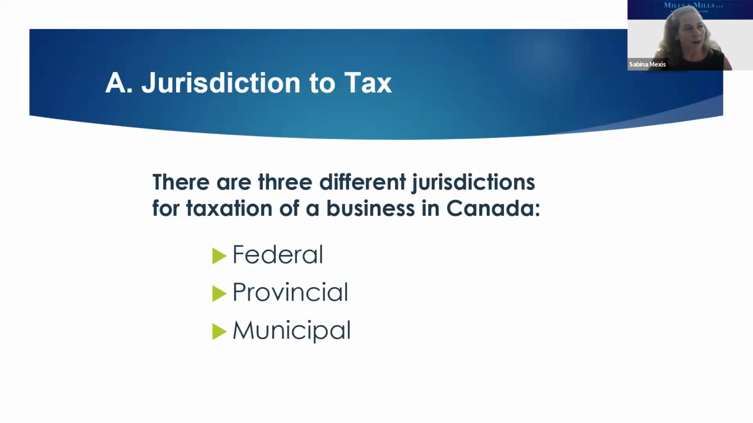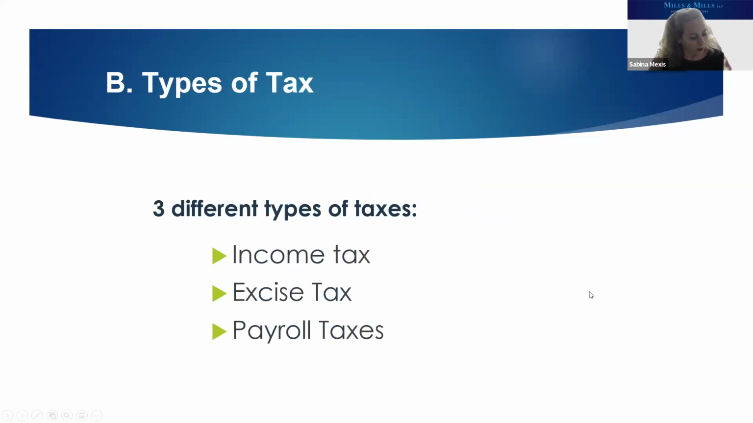So there are three different levels of tax in Canada. They're levied at the federal level, which is the national level. They're also levied at the provincial level. Generally at the provincial level, those are income and sales taxes that are imposed. And then at the municipal level, so at the local city level, generally the types of taxes levied there are property taxes on real estate. There are three different kinds of taxes: income tax, excise tax, which is our value added tax, and payroll tax. And I'm going to speak briefly about those different types of tax and how and when they apply.